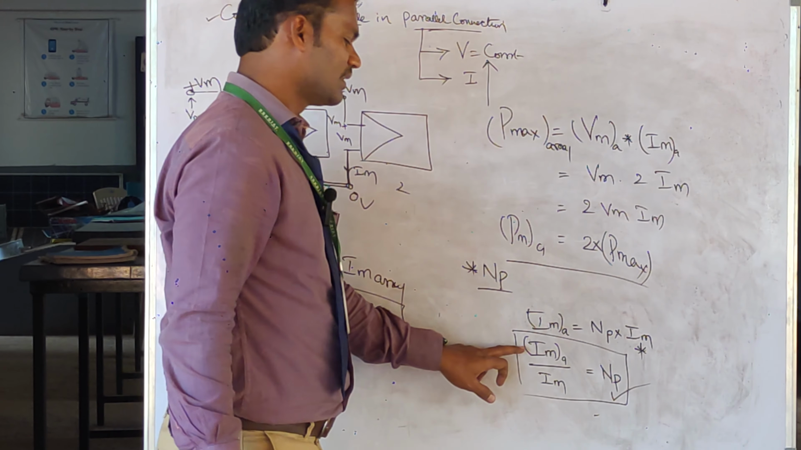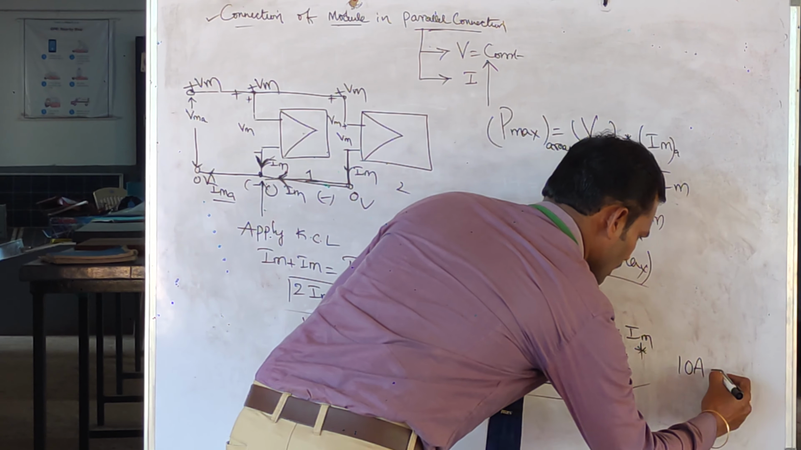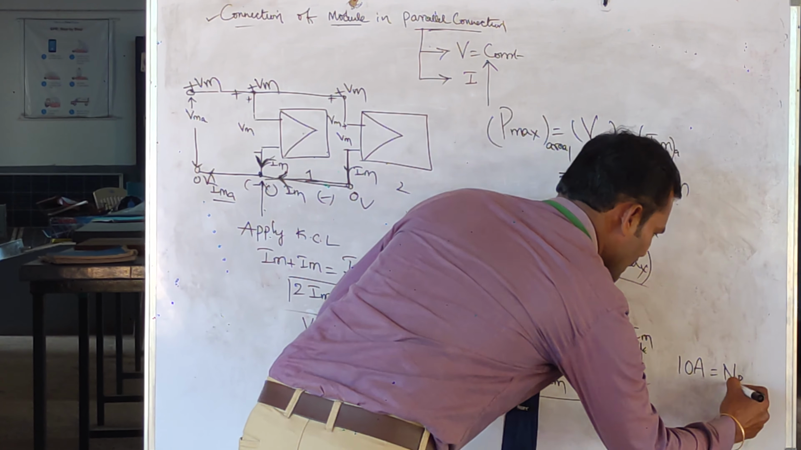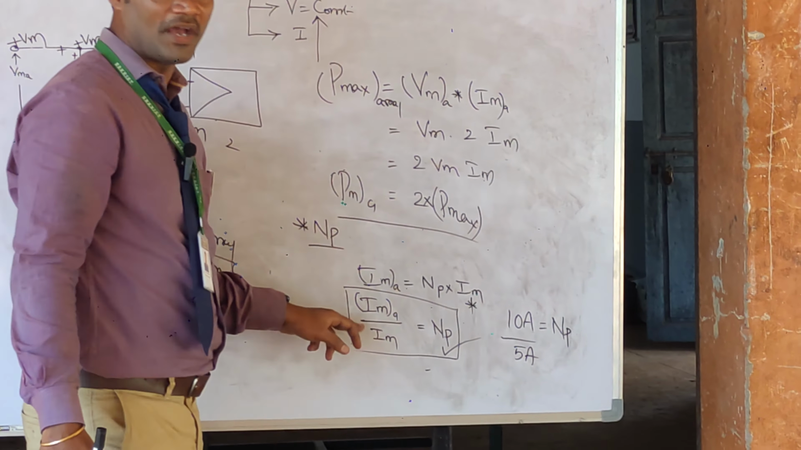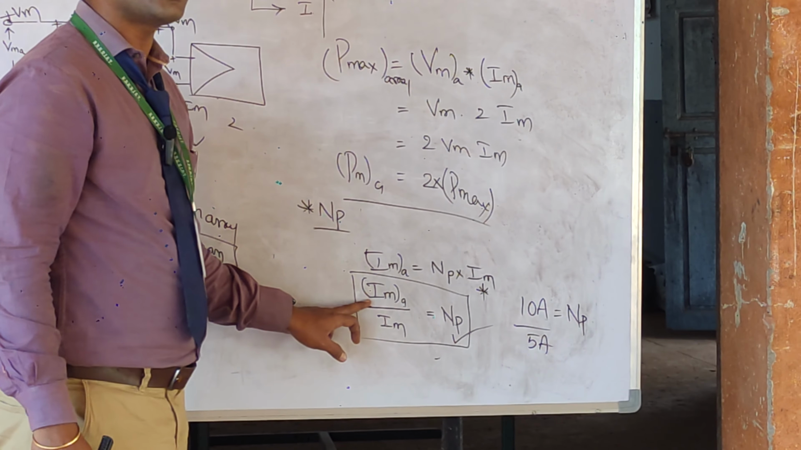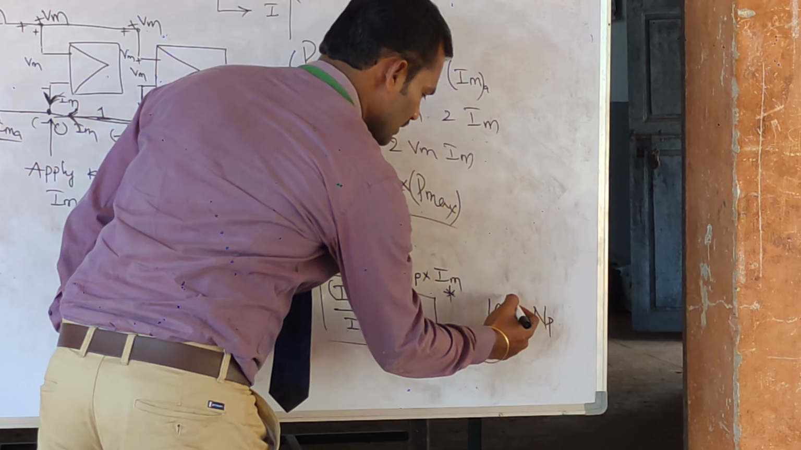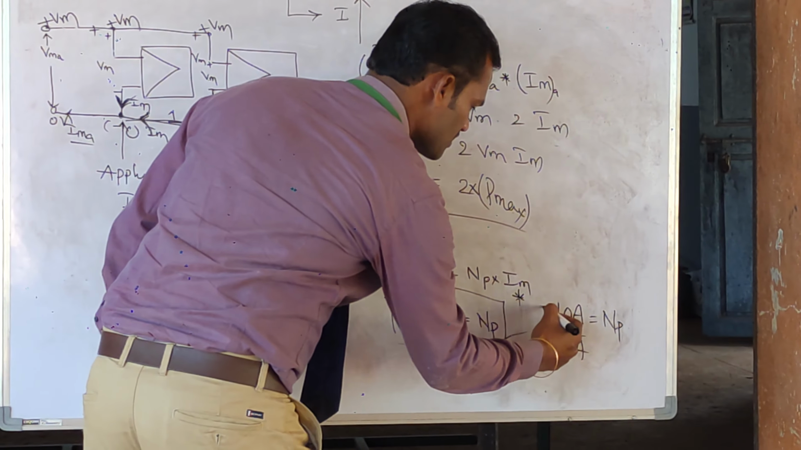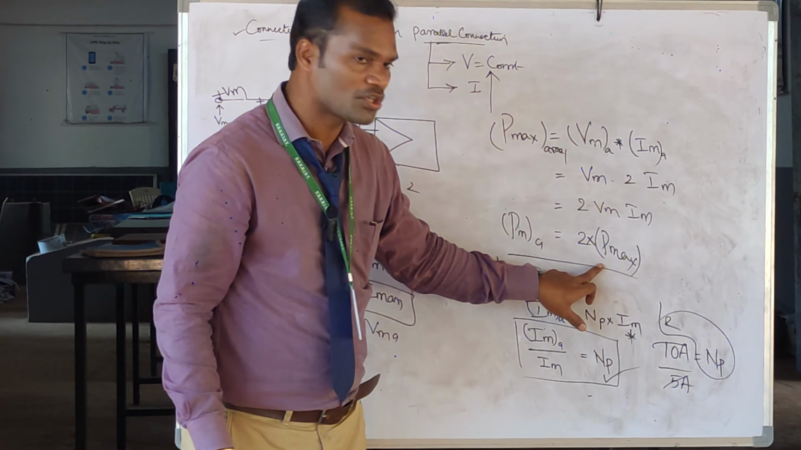For example, let's take that the maximum current of the array I require is 10 amperes, but I need to calculate the number of panels in parallel. The individual current of the panel is how much? 5 amps. Each panel is generating 5 amps, but I require the total current of the array to be 10 amps. Therefore 10 divided by 5, 5 twos are 10. Then how many panels are connected in parallel? 2 panels. Therefore, power is increased how many times?